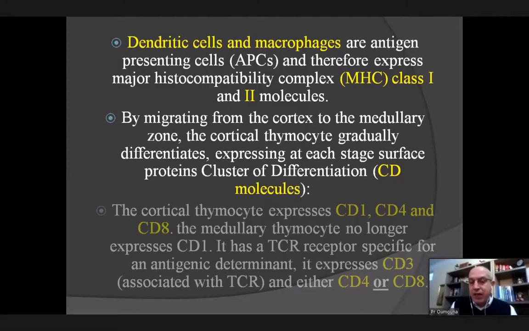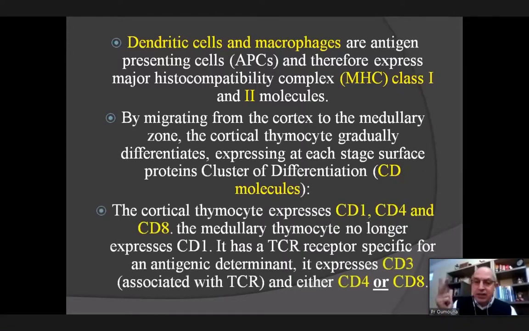The cortical thymocyte expresses CD1, CD4, CD8, triple positive. The medullary thymocyte no longer expresses CD1, gone, and it's replaced by CD3. So all matured lymphocytes are CD3 positive, but they are either CD3, CD4, or CD3, CD8. You can never find CD3, CD4, CD8. So basically, all T cells are CD3 positive. CD4 cells are CD3, CD4 positive. CD8 cells are CD3, CD8 positive.